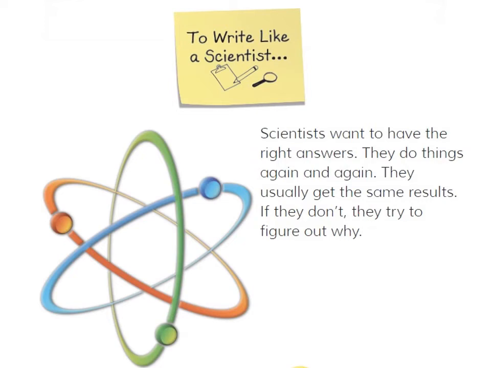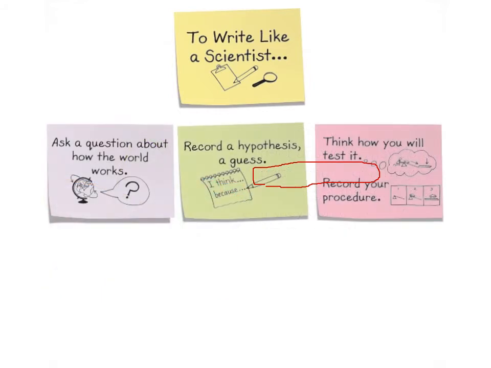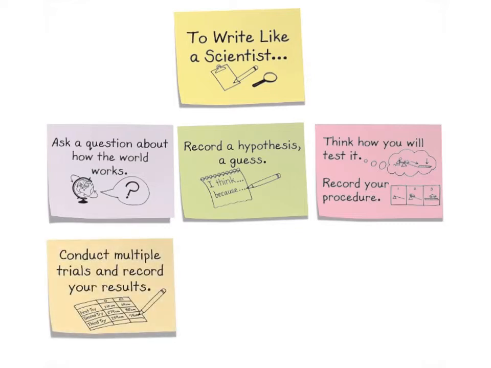And from that same issue of Science Weekly, it said scientists want to have the right answers. They do things again and again. That's so important. They do things again and again. They usually get the same results. If they don't, they try to figure out why. So now we go back to this part here and we have to look at a new card. Conduct multiple trials and record your results. Let me show you what I mean.